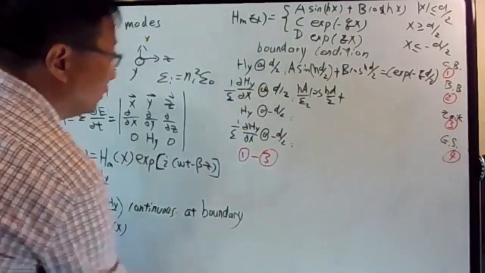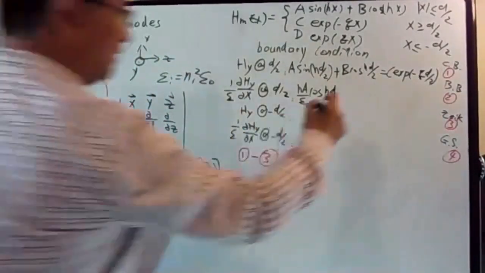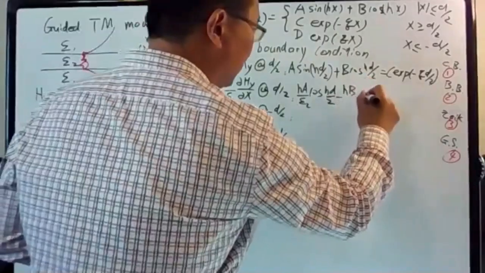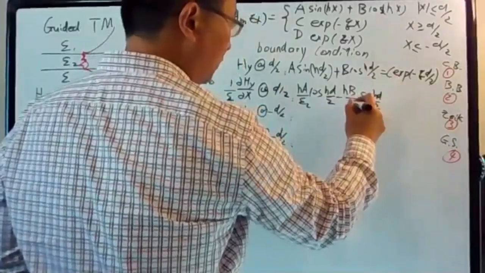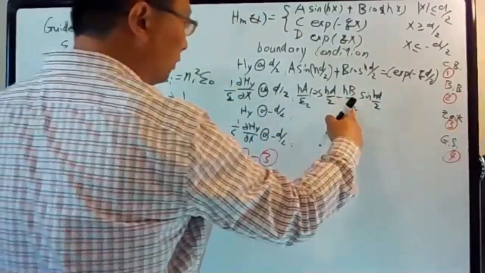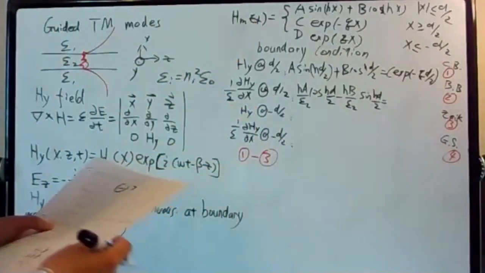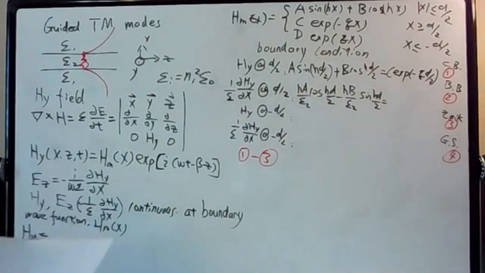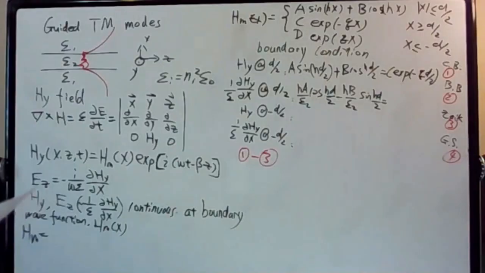Would it be minus HB sine h of d over 2, and then divide that by epsilon as well? Epsilon 1 or 2? That'd be epsilon 2. Okay, go ahead. And then that would divide. I'm not quite sure about this last part.